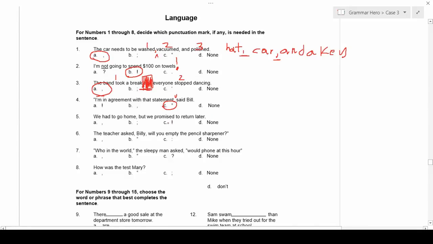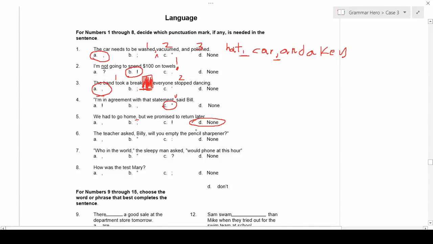Number 5, we had to go home, but we were promised to return later. Again, you have two independent clauses. We had to go home. We promised to return later. Those are two separate sentences. There's nothing wrong with those. They separate it with a comma and a conjunction, so you don't need to do anything to this sentence.